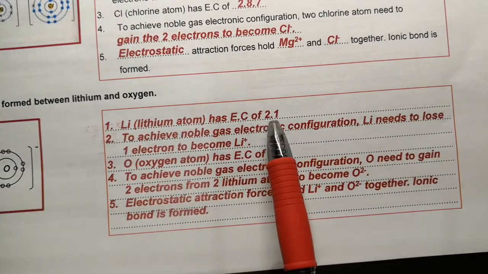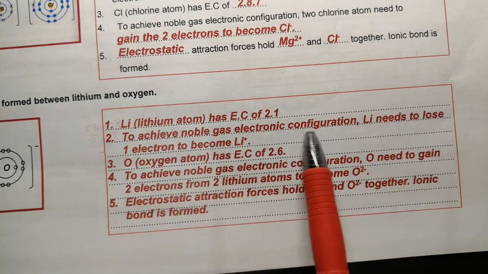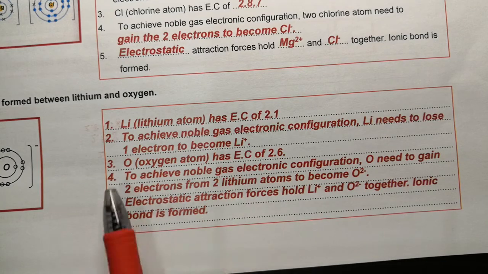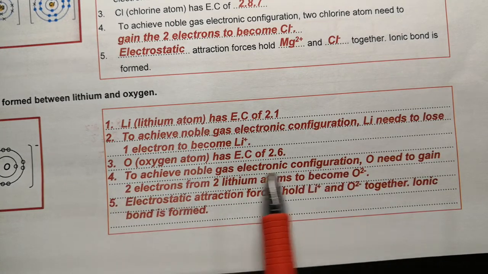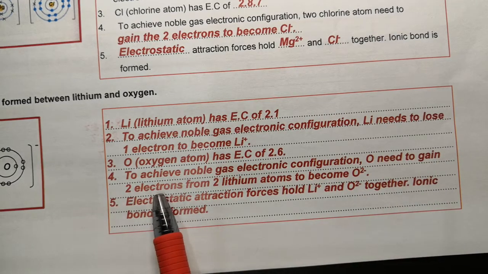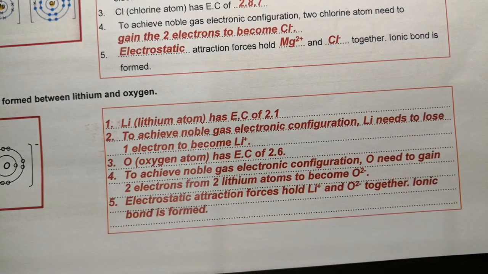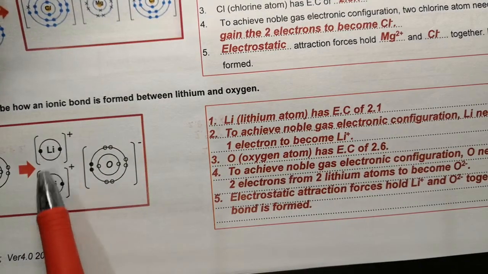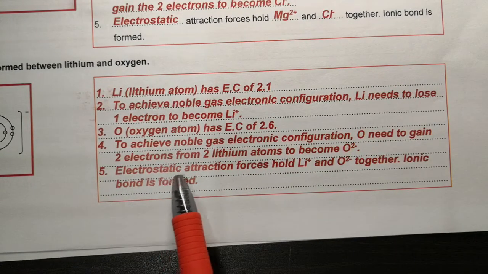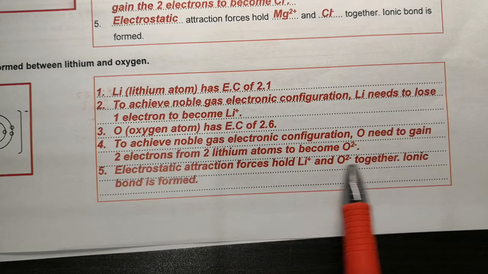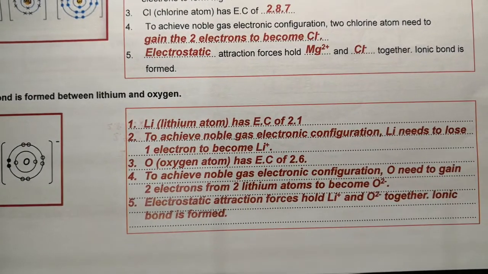Okay, so lithium, electronic configuration 2,1. To achieve noble gas electronic configuration, lithium needs to lose 1 electron to become Li+. Oxygen 2,6, so to achieve noble gas electronic configuration, oxygen needs to gain 2 electrons from 2 lithium atoms to become O2-. That's why you need 2 lithium atoms here to lose 2 electrons to form 2 lithium ions. So electrostatic attraction forces hold Li+ and O2- together. So it's the same thing. Very, very similar.